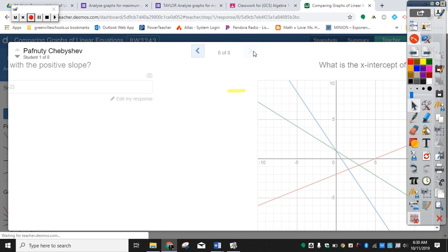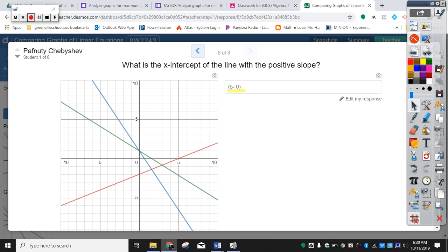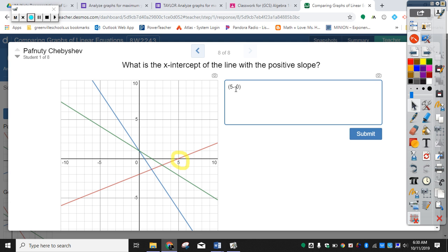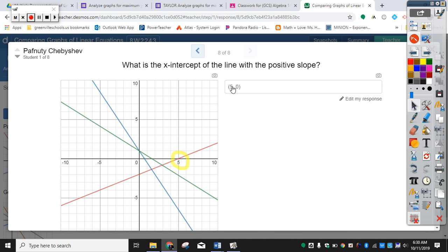The last question was, what is the x-intercept of the line with a positive slope? So same line, red line, but we want the x-intercept, which is where it crosses the x-axis, the horizontal axis. And so when we look here, it crosses at 5. I'm going to edit this. That would be the coordinate pair 5, 0. 5 is your x value. It's the x-intercept. Makes sense that the first number, which is your x, should be 5, and then your y value is 0 because that would be the y value of any x-intercept.